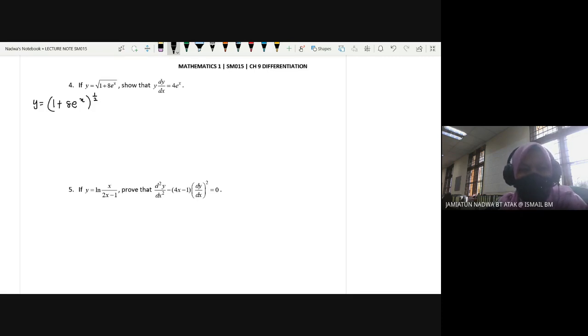So differentiate this function. Okay, bila kita ada perut dan kuasa ni, ingat differentiation dia adalah 1 over 2 bawa keluar 1 plus 8e^x. Okay, kuasa ni akan kurang jadi 1. So half minus 1 is negative half. But then we have to differentiate the perut which is 1 plus 8e^x.